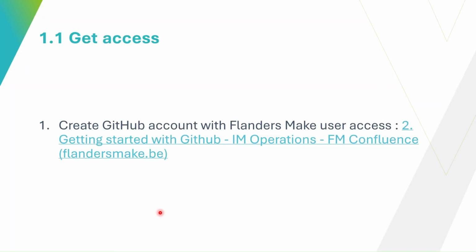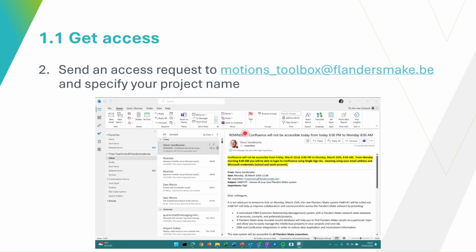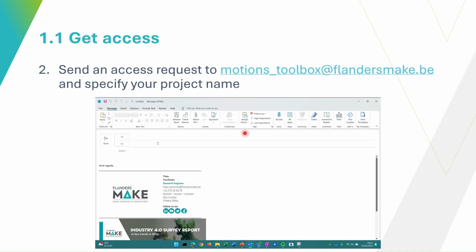So first, we need to get access to that toolbox. The toolbox is located on the GitHub repo, and for that, you need to create a GitHub account. I invite you to look at the Confluence page explaining how to start to use GitHub, but also especially how to create an access within Flanders Make. Once you have your access, you can ask the Motion Toolbox email address to get access to the toolbox. For that, you can simply send a mail to the toolbox address.